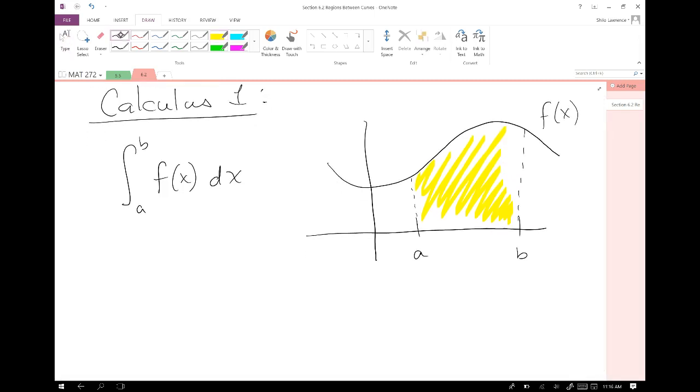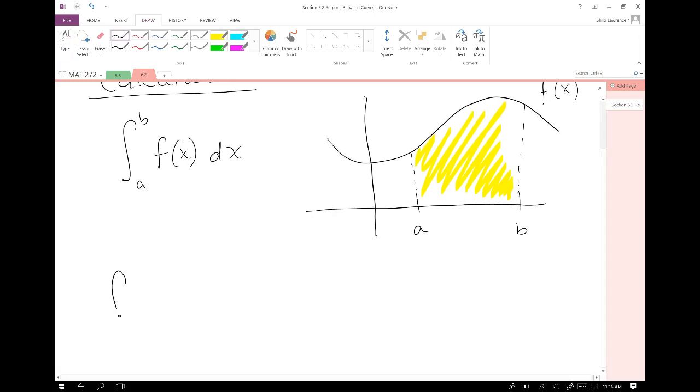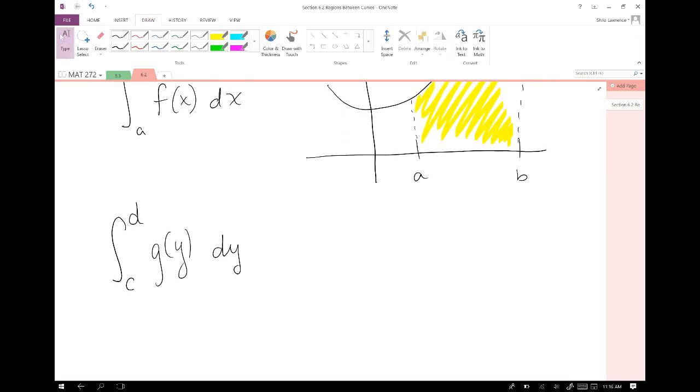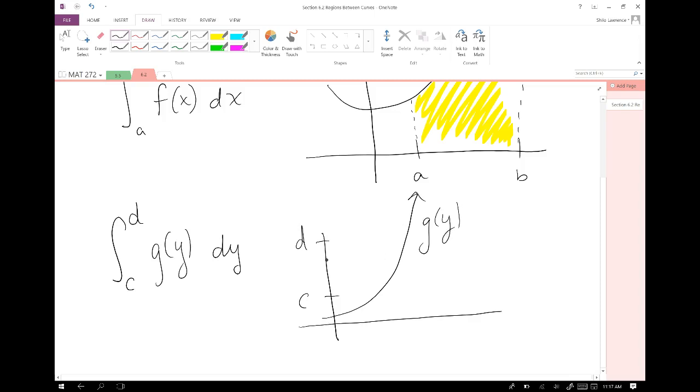We could also work out this problem with respect to y. So we could integrate from c to d some g of y dy, and we'll see in this section that there are some cases where this is going to be more beneficial, and it's going to make the problem easier for us. So for example, if this is our g of x, and here's c, and here's d, if we're integrating with respect to y, that means we're finding the area between our g of y and the y-axis. So we're connecting that graph to the y-axis, and we're finding the area. And again, because g of y is to the right of the y-axis, it's going to give us a positive area.